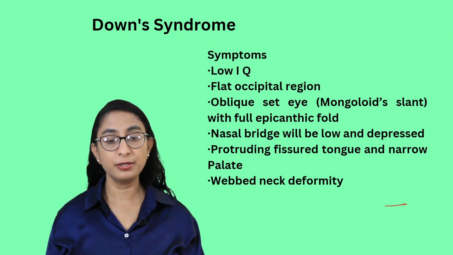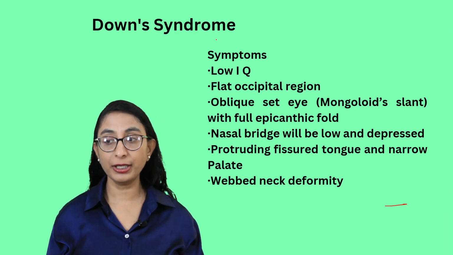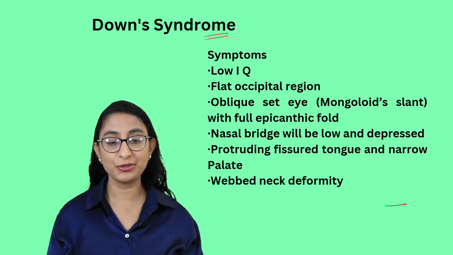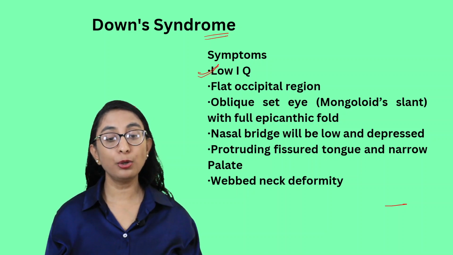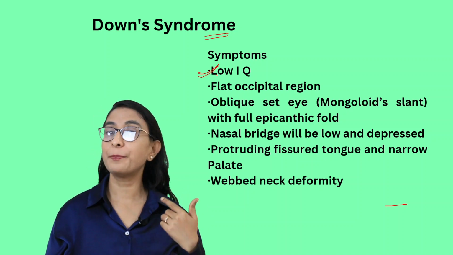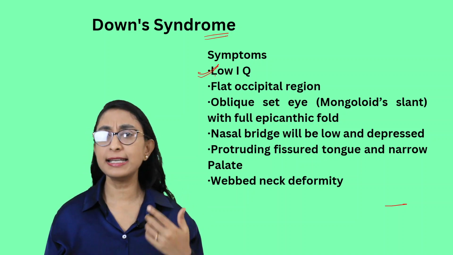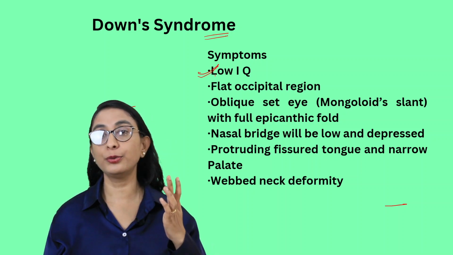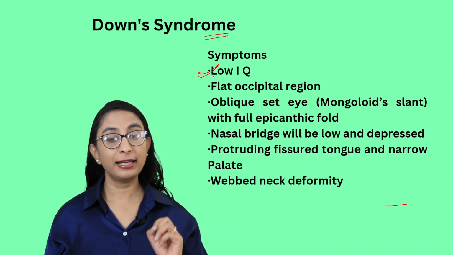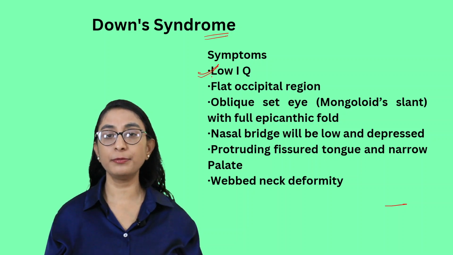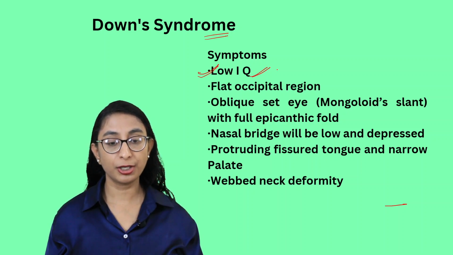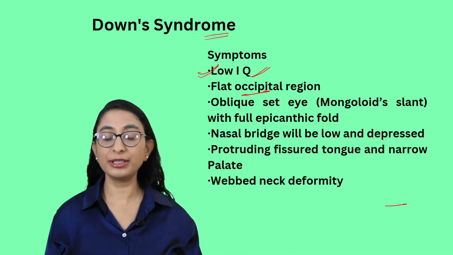So, what are the symptoms? How can we identify a child who is suffering from Down syndrome? They will have a low IQ. I already told you they will have certain physical as well as mental developmental delays or disabilities. So, they will have a lower IQ, and they will be slightly mentally retarded. You can observe that in Down syndrome, a very important symptom is mental retardation. They will have a low intelligent quotient and they will have a flat occipital region.